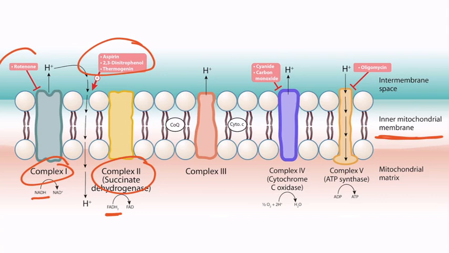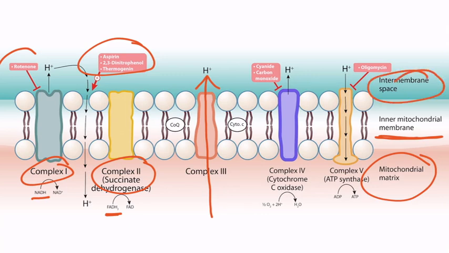As the electrons move from one complex to another, energy is used to pump hydrogen ions from the mitochondrial matrix into the intermembrane space. So you can see that hydrogen ions are pumped this direction, from the matrix to the intermembrane space. Notice that this results in the formation of a hydrogen ion concentration gradient. You can see several hydrogen ions out here, and you can't really see any in the mitochondrial matrix down here.